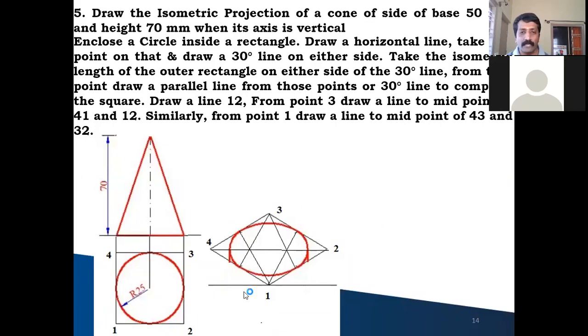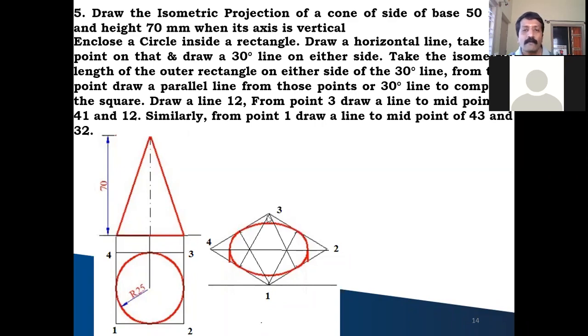How many centers will you be getting? 1 is one center, 3 is one center, and this intersection and this intersection is one more center. In total, 4 centers you will be getting. Now how to draw the ellipse? So from point 1 as the center, either this or this as the radius, you take that distance from point 1 and construct the arc from here to here.